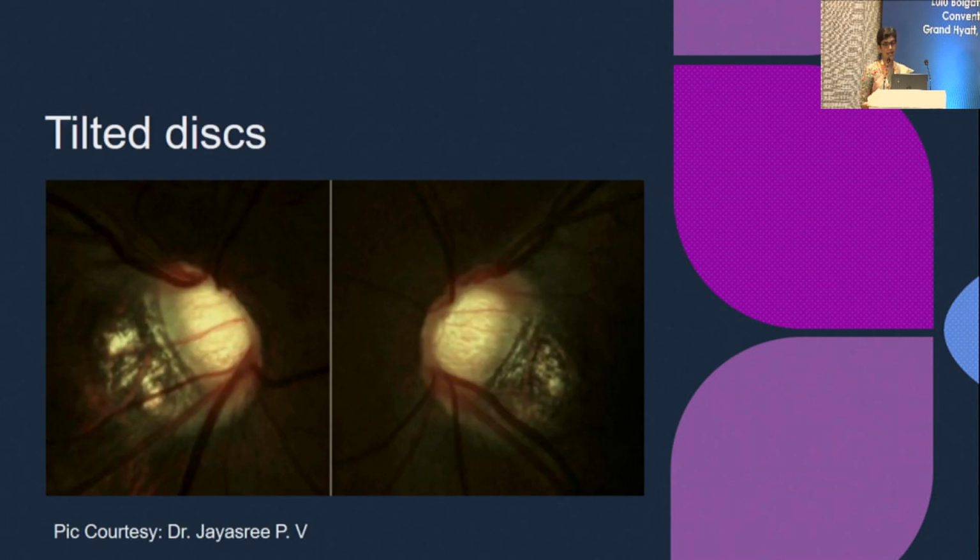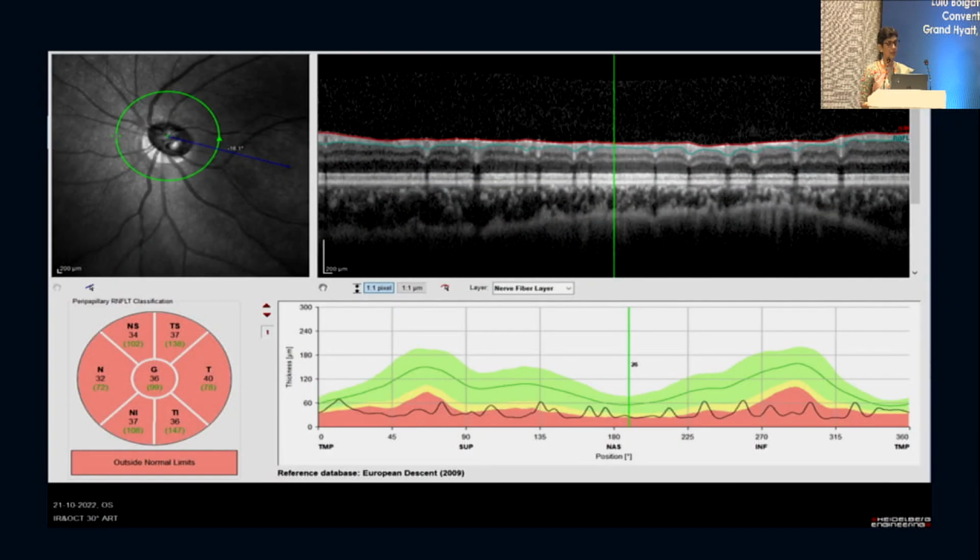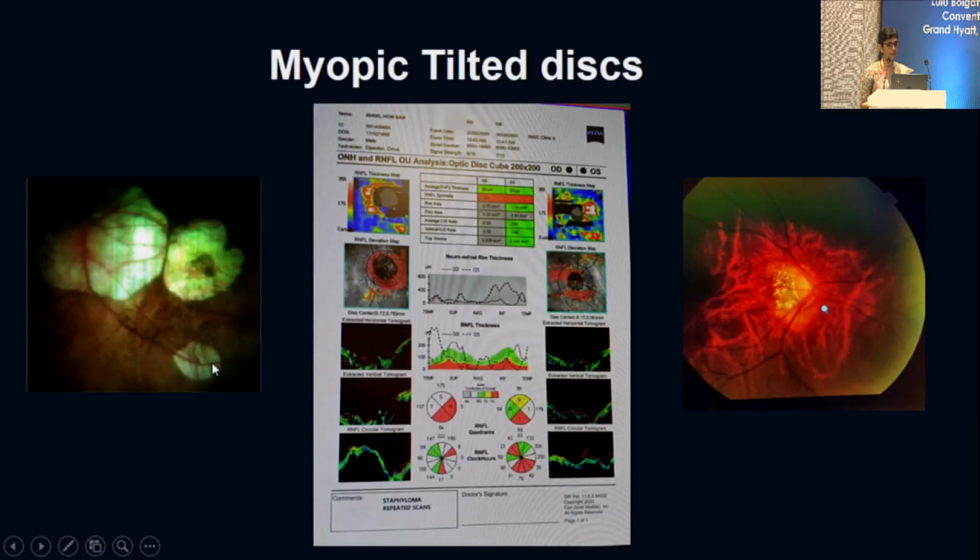So tilted disc has been described very well before. It is difficult to make out the presence of glaucoma in the tilted disc. Hypoplastic disc. Hypoplastic disc may give you the appearance of a global thinning, and you may think that it is like an advanced glaucoma, but again, examination of the disc will clinch the diagnosis. Myopic tilted disc, as madam has described very beautifully.